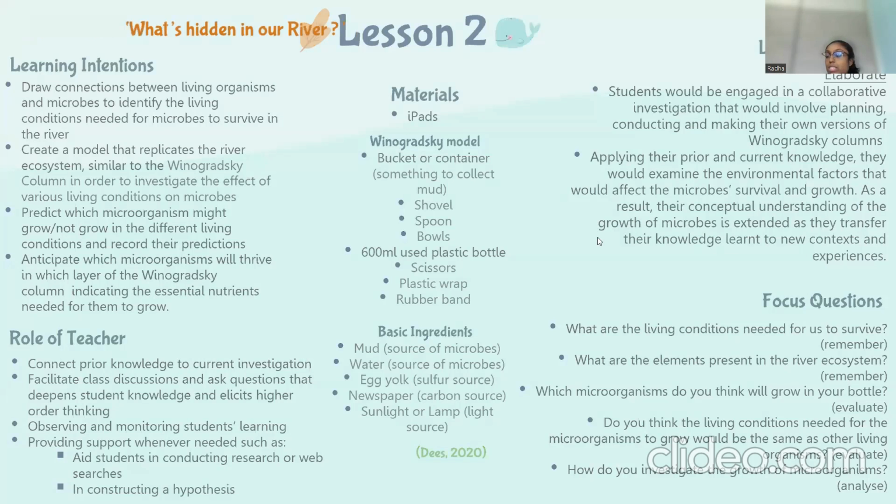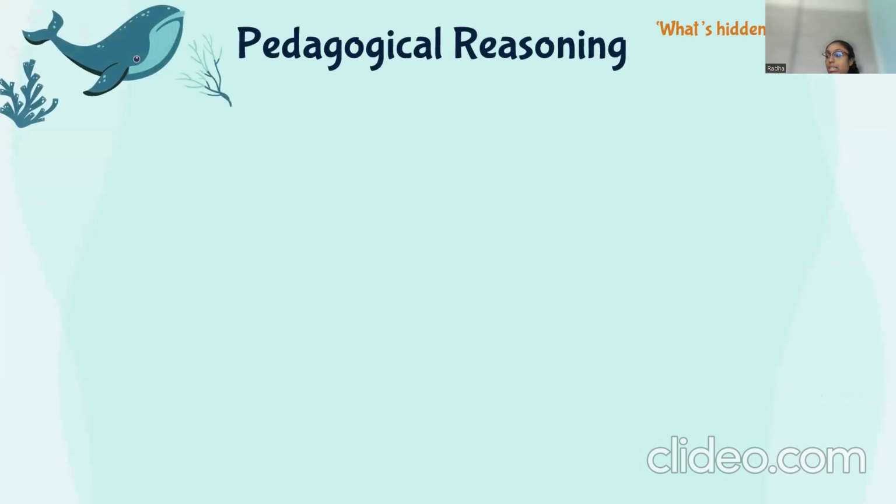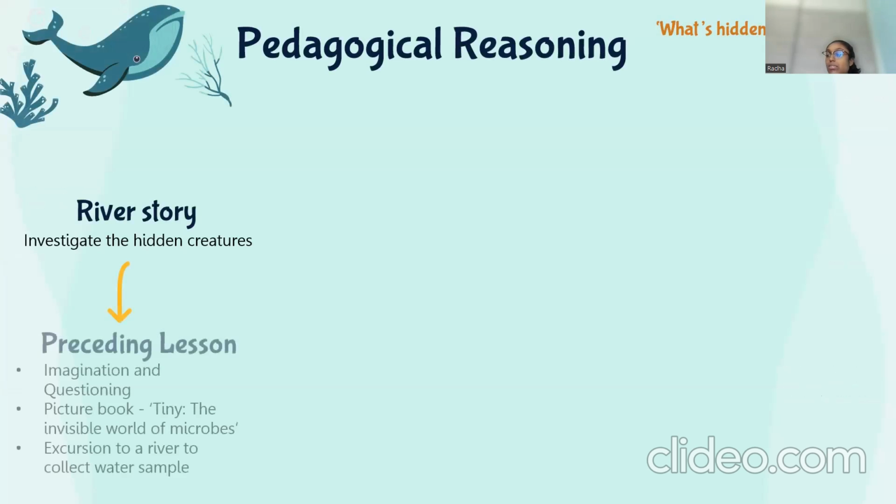This sequence of lessons proceeds an exploration of the river story, wherein students investigate what lies beneath the river which may not be seen. We have outlined our lesson such that it is preceded by another experiential learning activity after the exploration of the river story. In that lesson, students are introduced to the world of microbes through a combination of thought-provoking questions, as well as their imagination of what it might feel like being a tiny organism in a vast river.